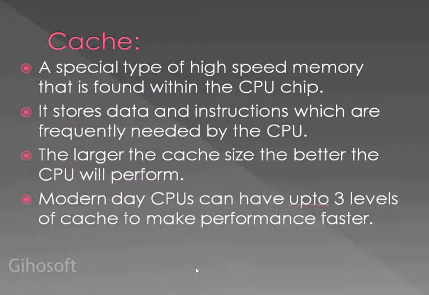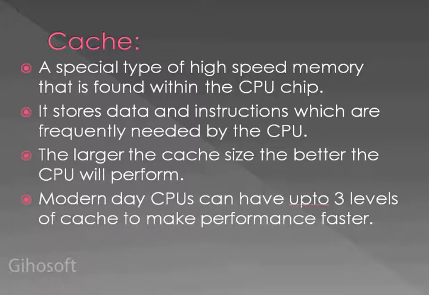Then we have cache. This is a special type of high speed memory that is found within the CPU chip. It has been recently added in the syllabus. It stores data and instructions which are frequently needed by the CPU. The larger the cache size, the better the CPU will perform.